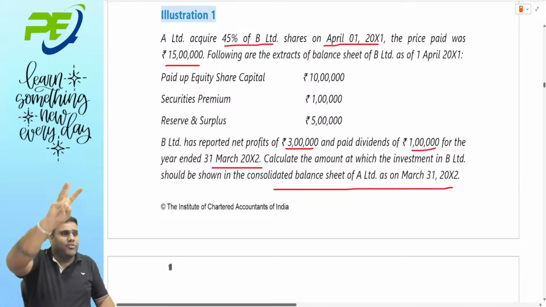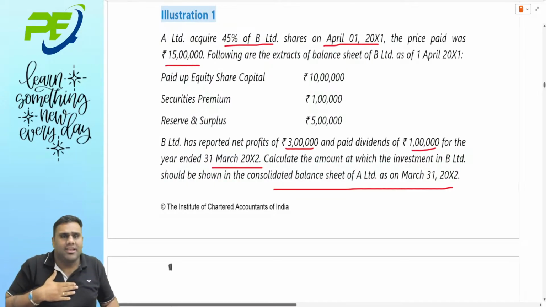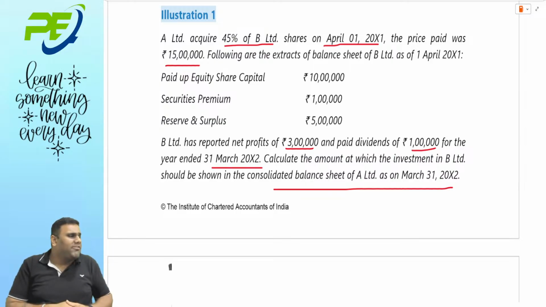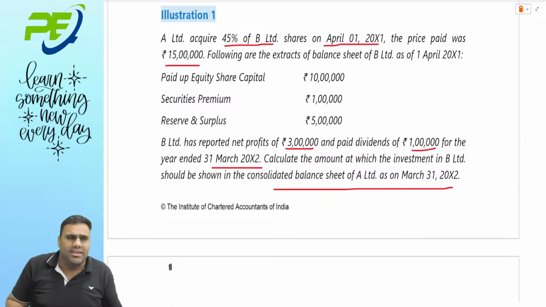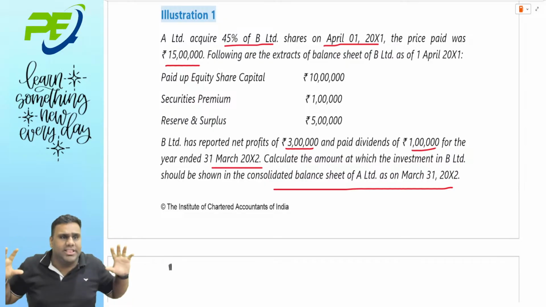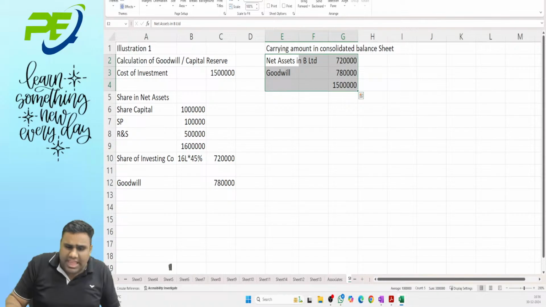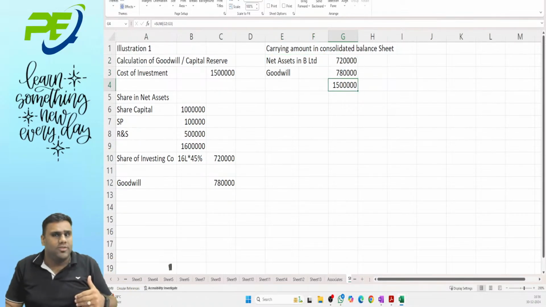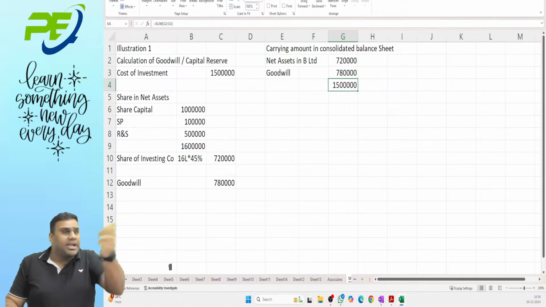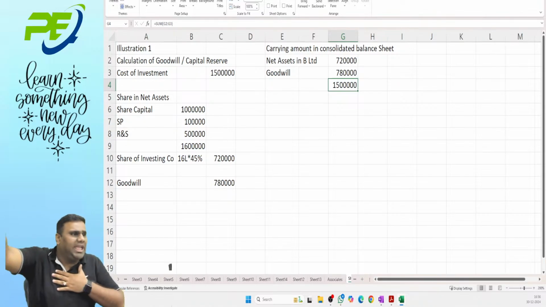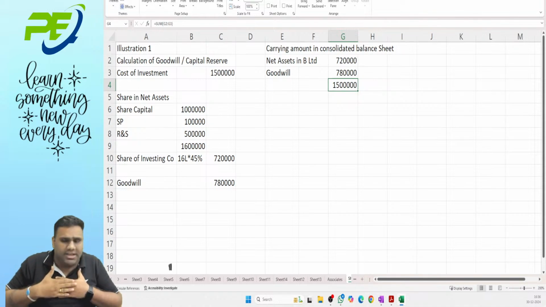So net profit is 3 lakhs. My share is 45%, calculate: 1 lakh 35,000. Now, if I sell my investment, will I get the same 15 lakh or will I get more? I'll get more, because the company has made profit and 45% is mine.